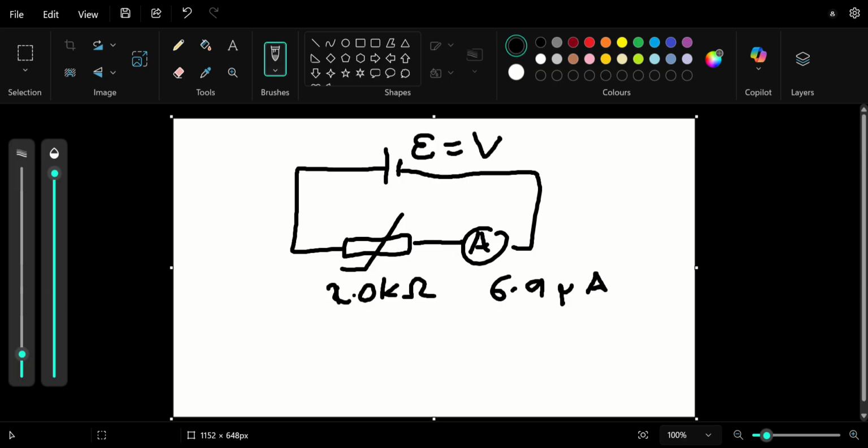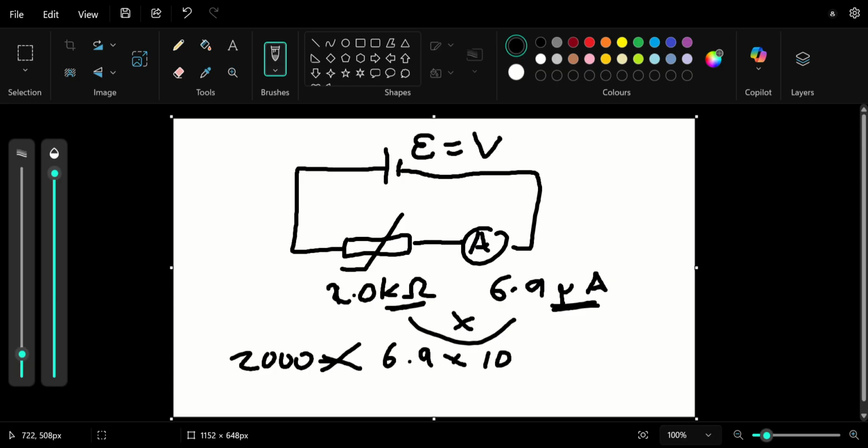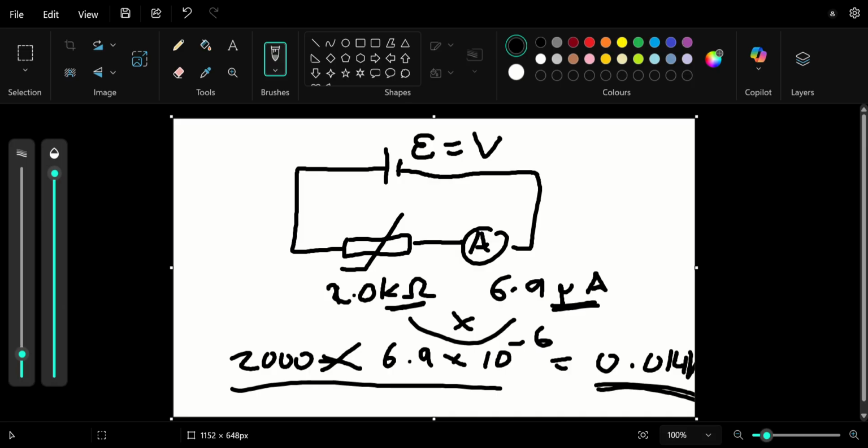Now, to find our voltage this time, we do have to multiply these two, but we have to consider their units as well. So here we have 2000 ohms, and we have to multiply by 6.9 times 10 to the minus 6, considering the micro unit is to the minus 6. Multiply these two values, and we should get an answer of 0.014 volts to two significant figures. Let's try another problem.